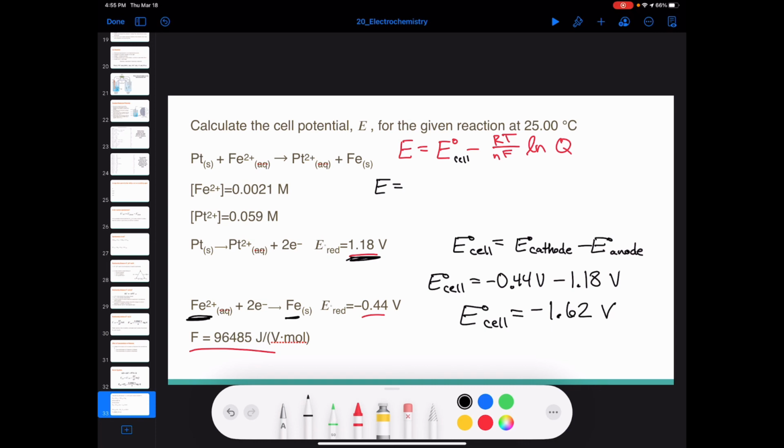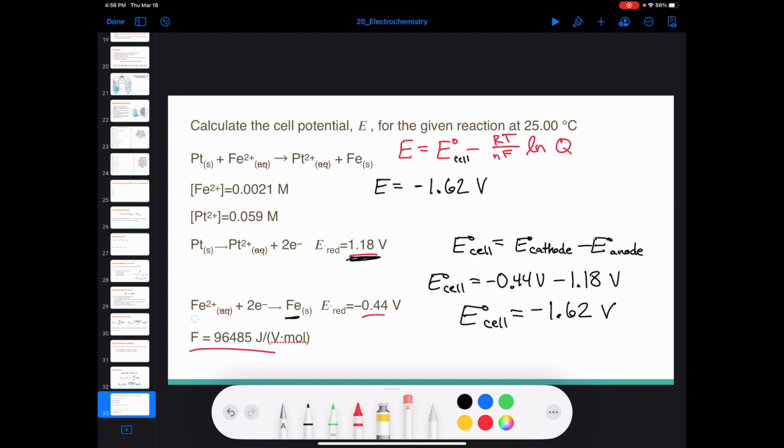Okay, so in this case, that's a really poor cell potential, right? It's highly negative, which means that it's not going to happen. So this is not spontaneous. But let's go ahead and plug these in. At standard conditions, it would not be, but it could be under these conditions. We have to find out. So we've got our negative 1.62 volts there, okay?